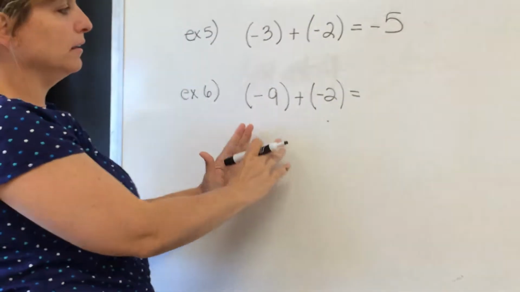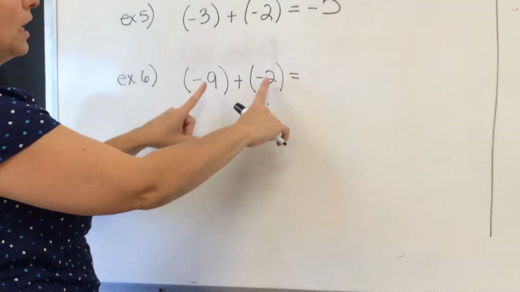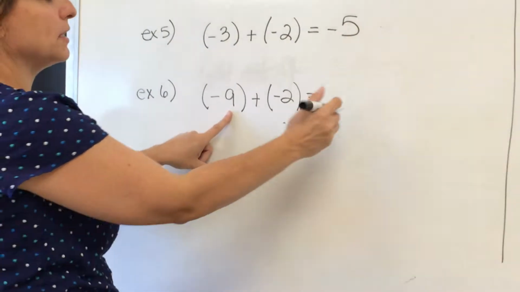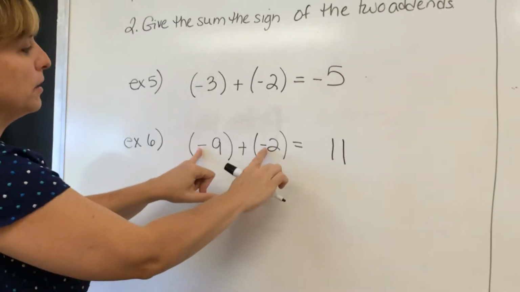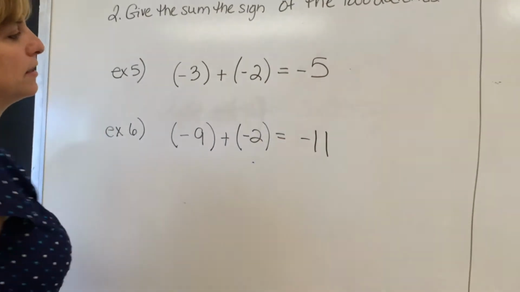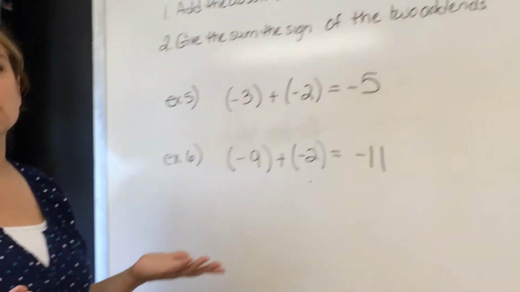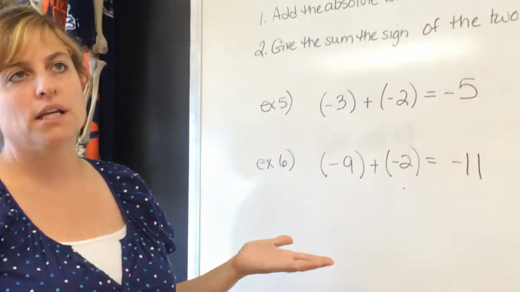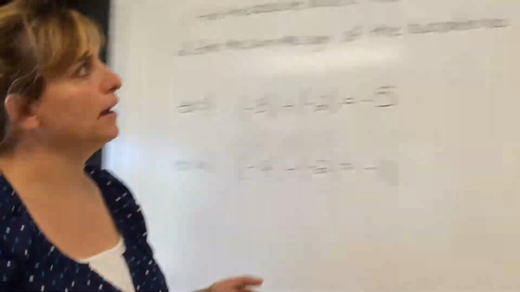Okay, so do it again. You have two like signs, so you're going to add the two numbers. 9 and 2 is 11. A negative 9 plus a negative 2. Both of them are negative. We're going to just take the sign. So a negative 9 and a negative 2 is a negative 11. So what is a negative 6 plus a negative 4? Hopefully you will say negative 10, okay?